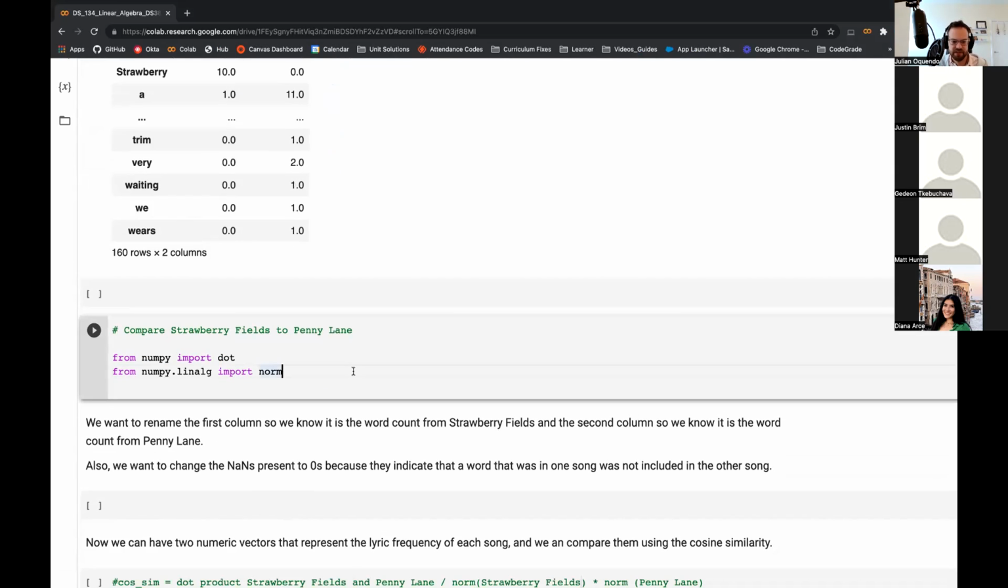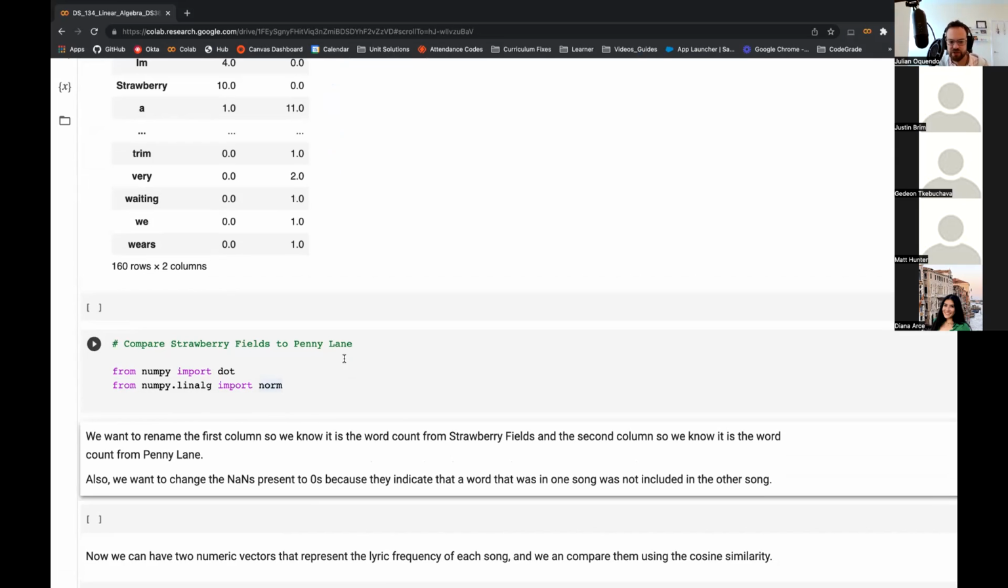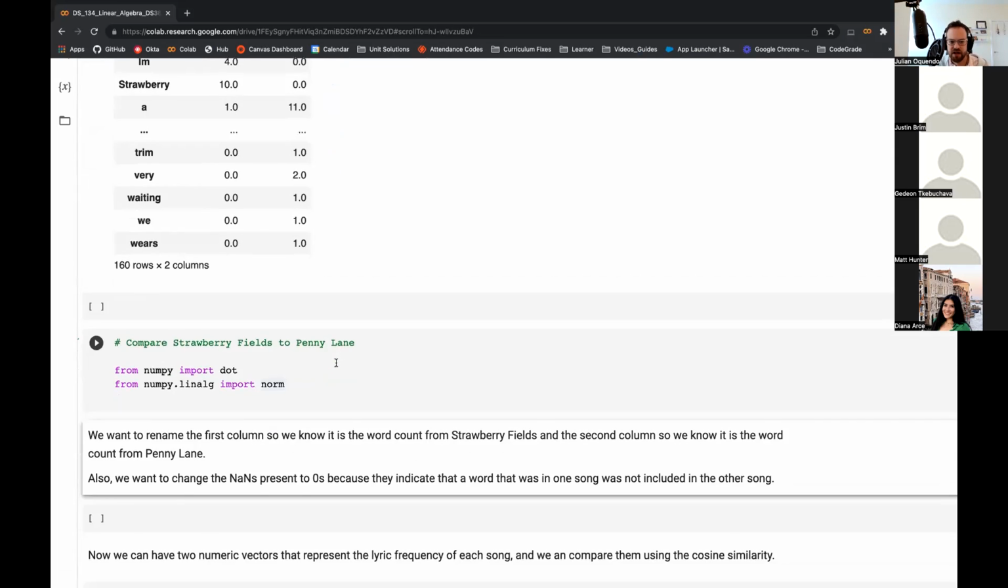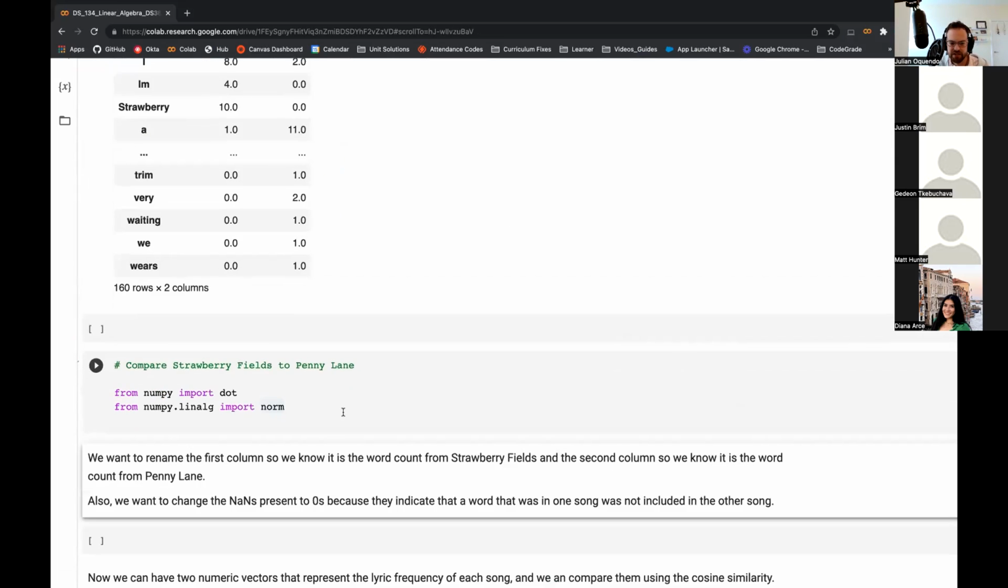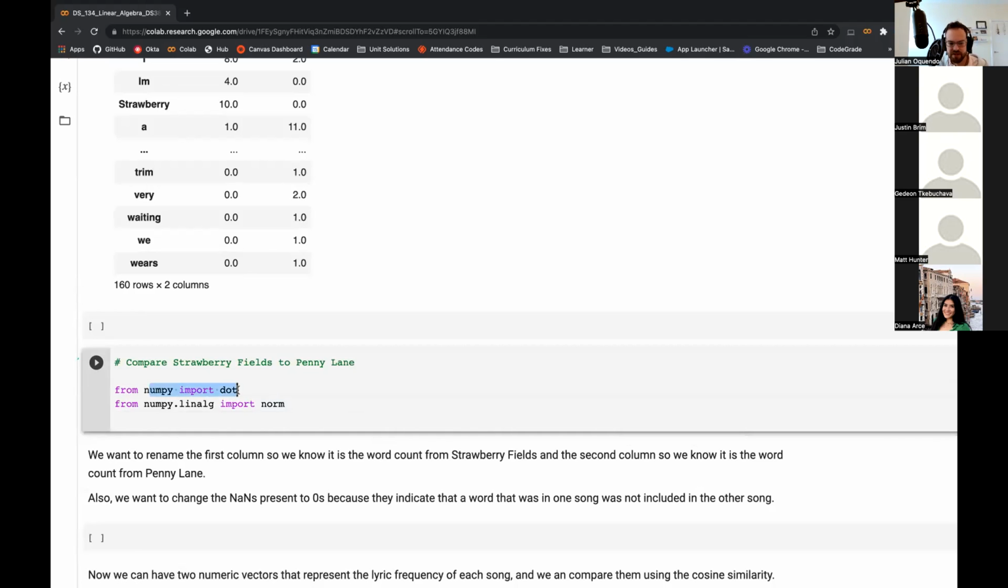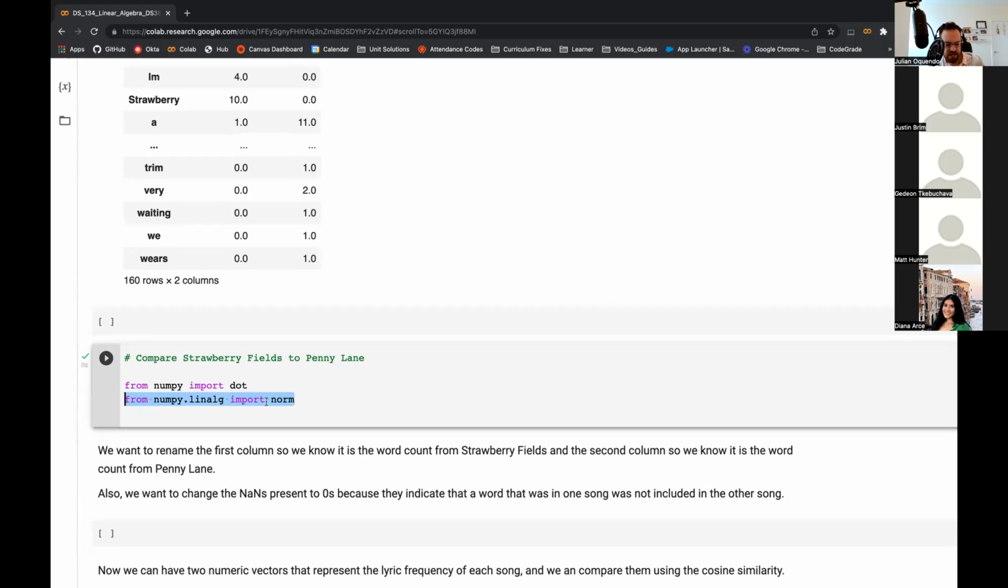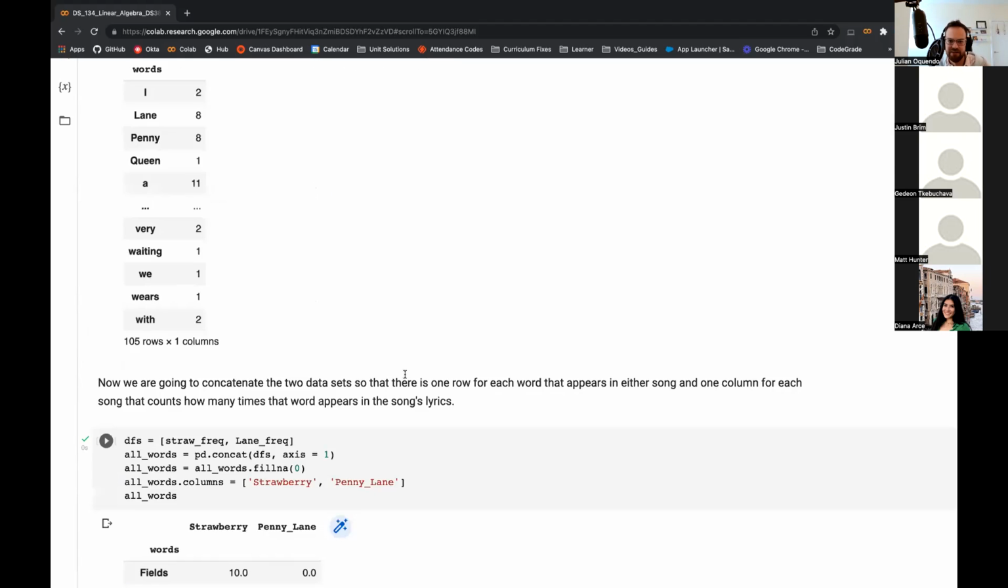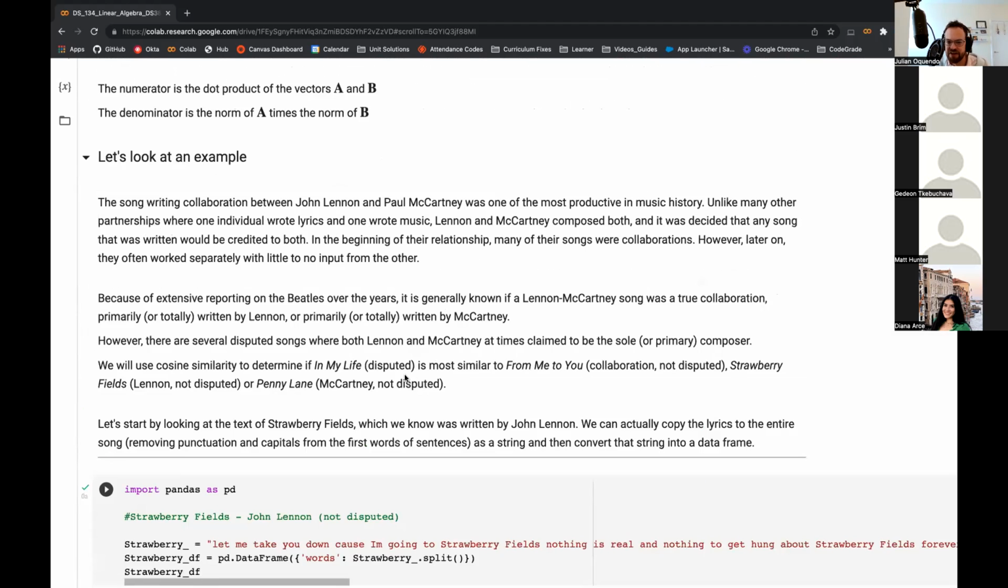So now we have enough tools to actually compare the values of Strawberry Fields and Penny Lane to each other. We're going to use the NumPy dot function for matrix multiplication, the same dot value that we used earlier. And from our linear algebra package, we're going to use the norm function, which essentially measures the length of the vector.